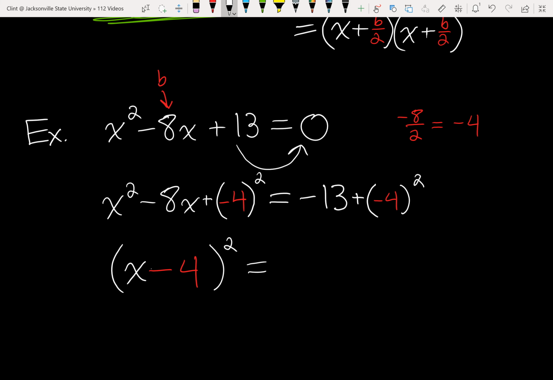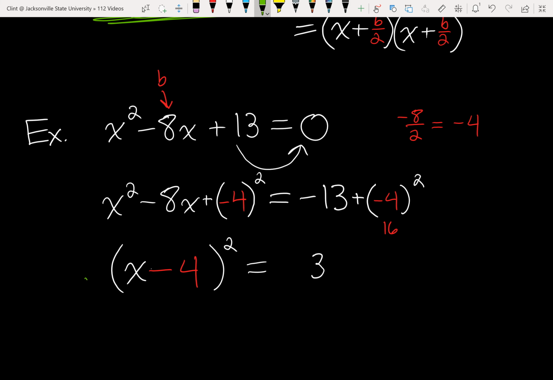Now we can work on the right side. So here we've got negative 13 plus negative 4 squared. Negative 4 squared is 16. Negative 13 plus 16 gives us a positive 3. So I factored the left side, and then I just simplified the right side. Now, we're in a really favorable situation because we've got something squared equals some number.